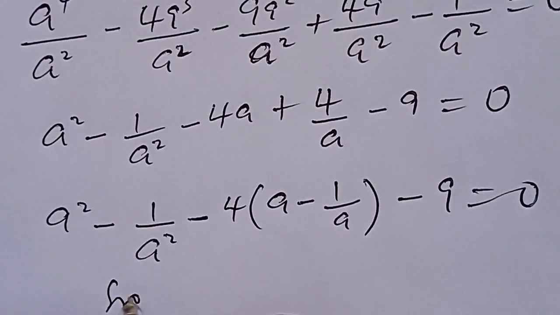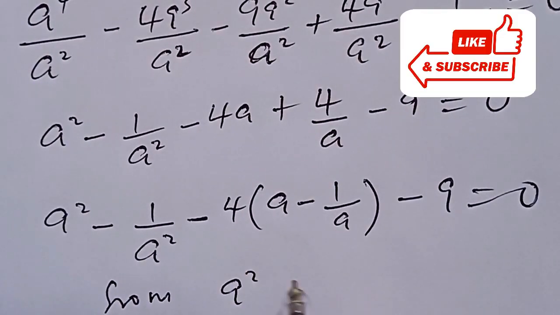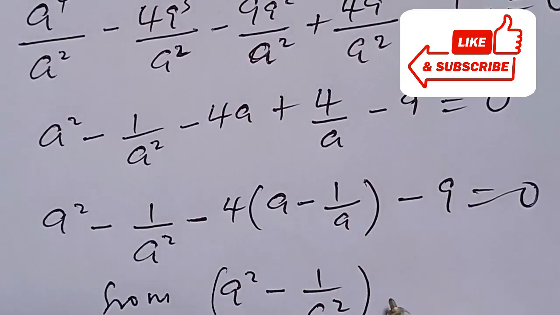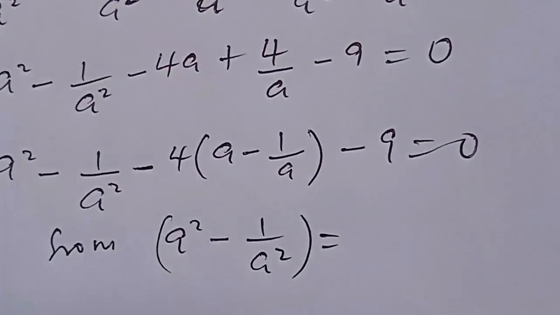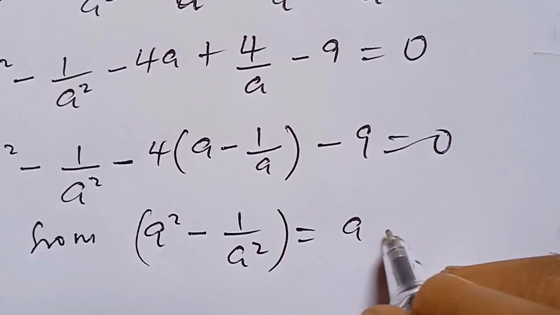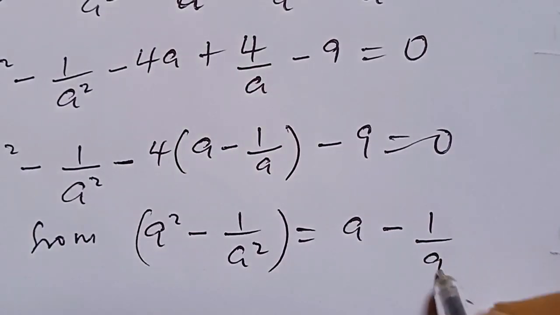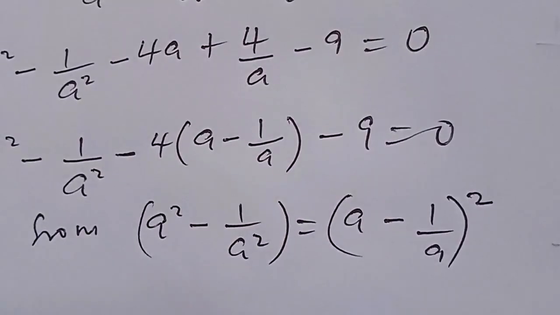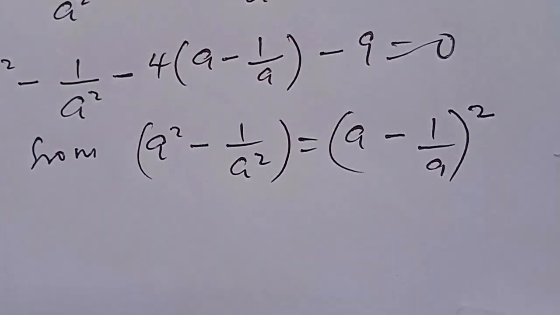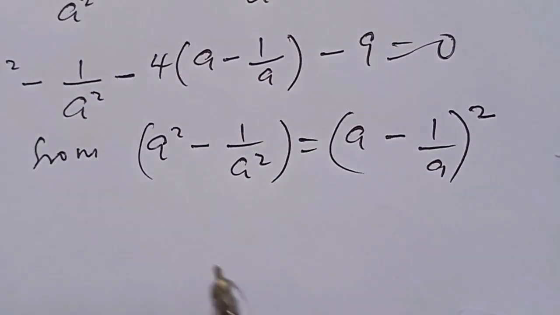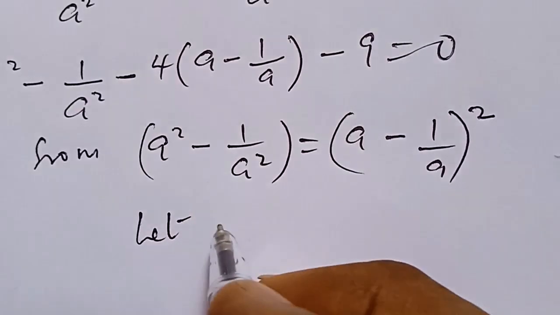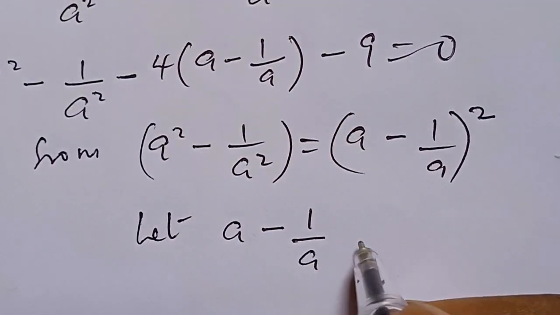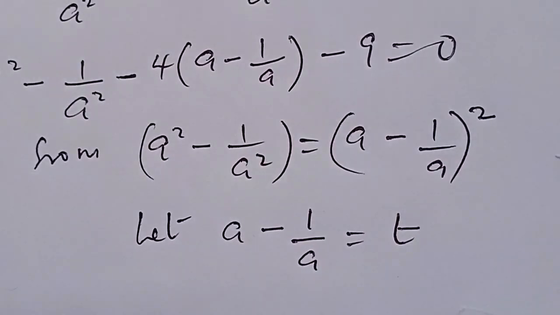So a squared minus 1 over a squared is equal to a minus 1 over a into bracket to the power of 2. So what we do now is to let a minus 1 over a be equal to t.